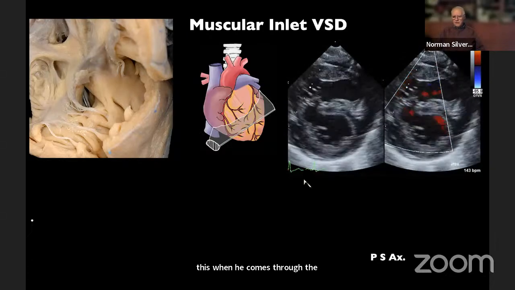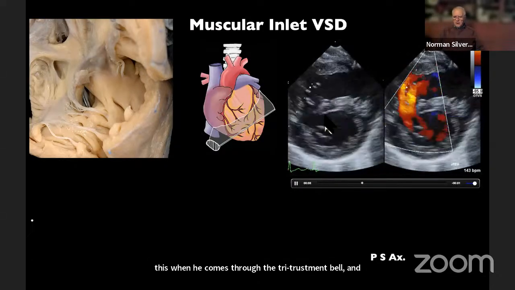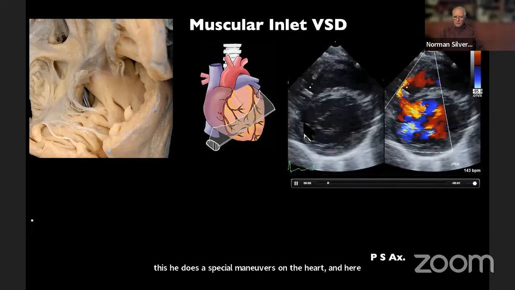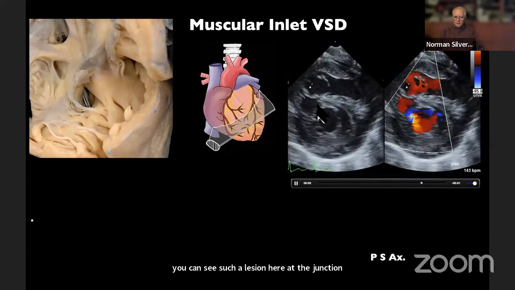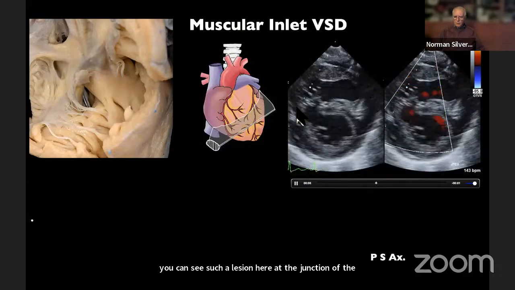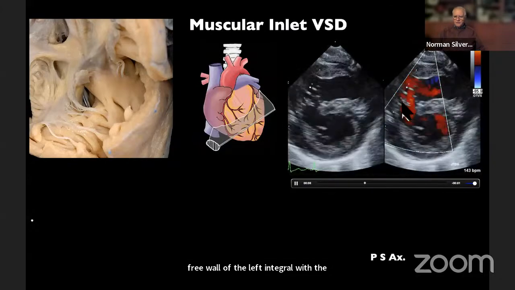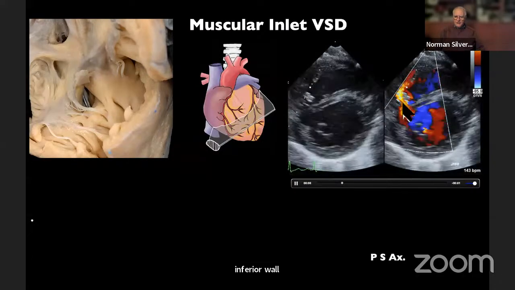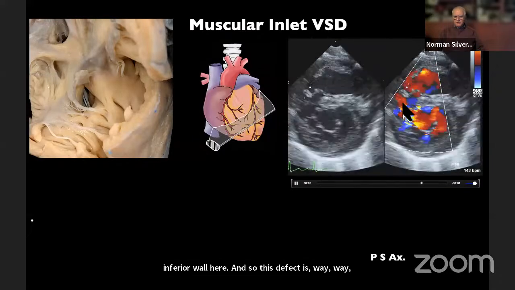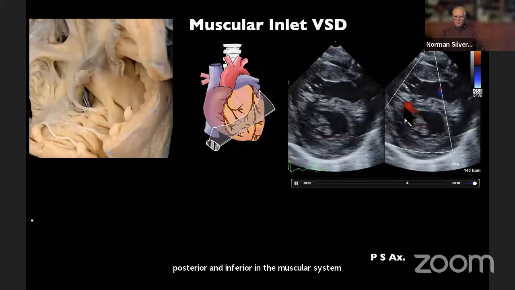And here you can see such a lesion here at the junction of the free wall of the left ventricle with the inferior wall here. And so this defect is way, way posterior and inferior in the muscular septum. I think these are important defects.